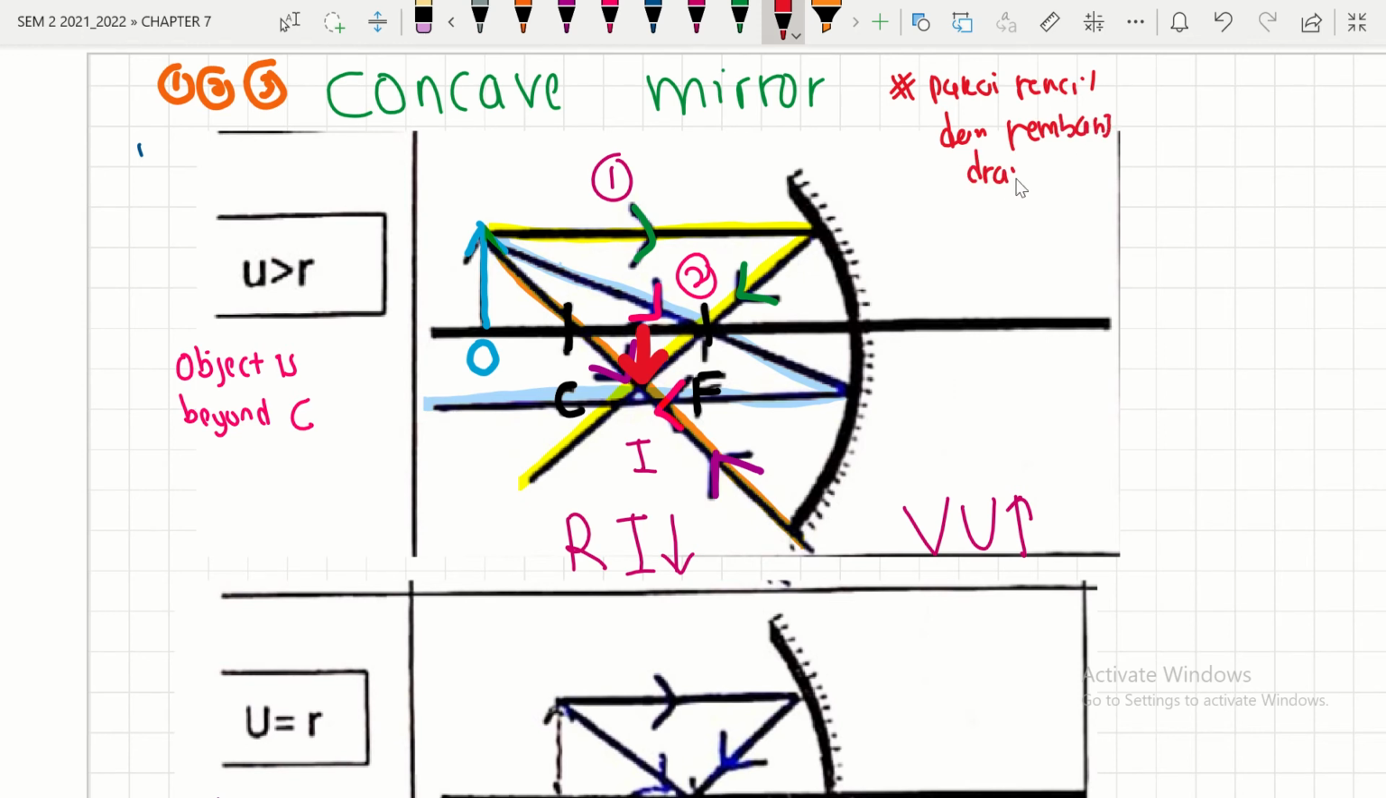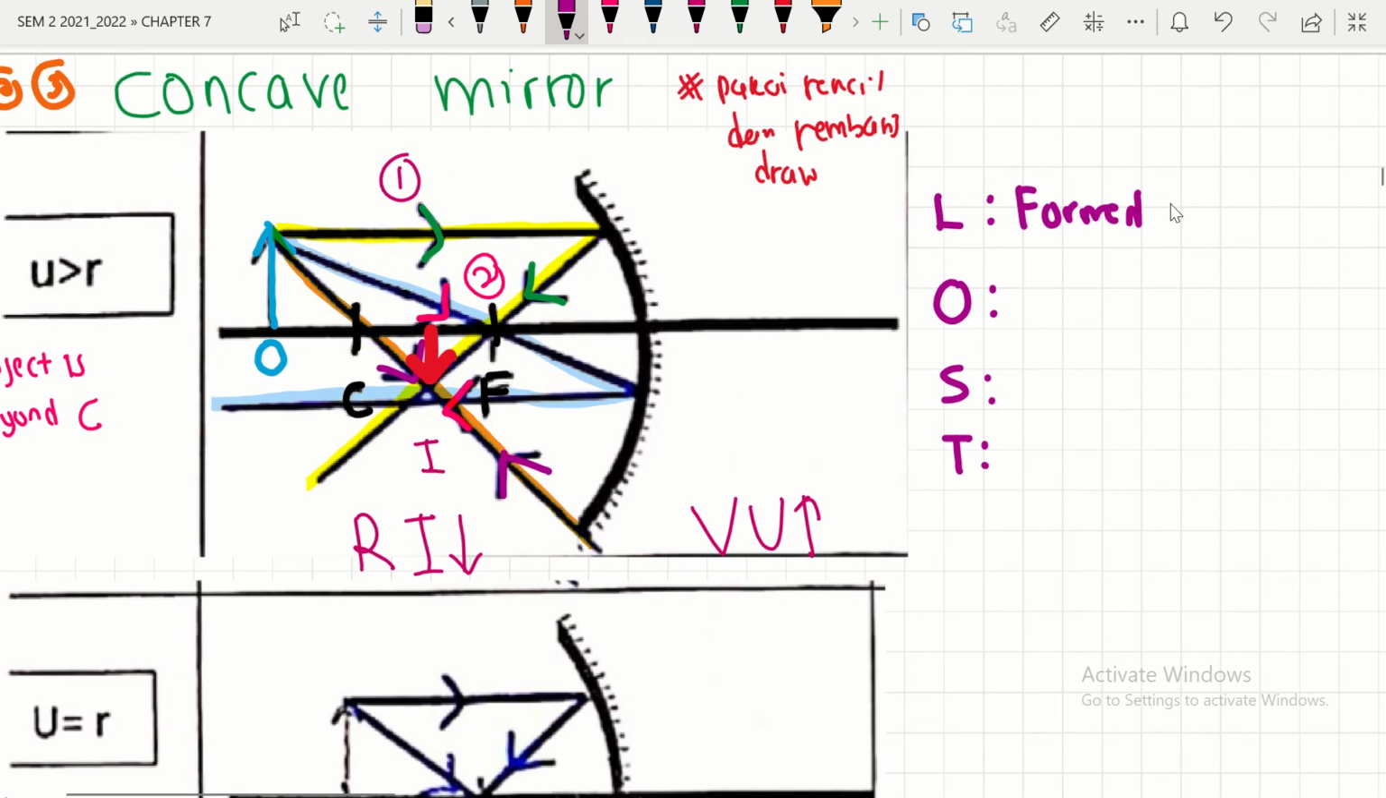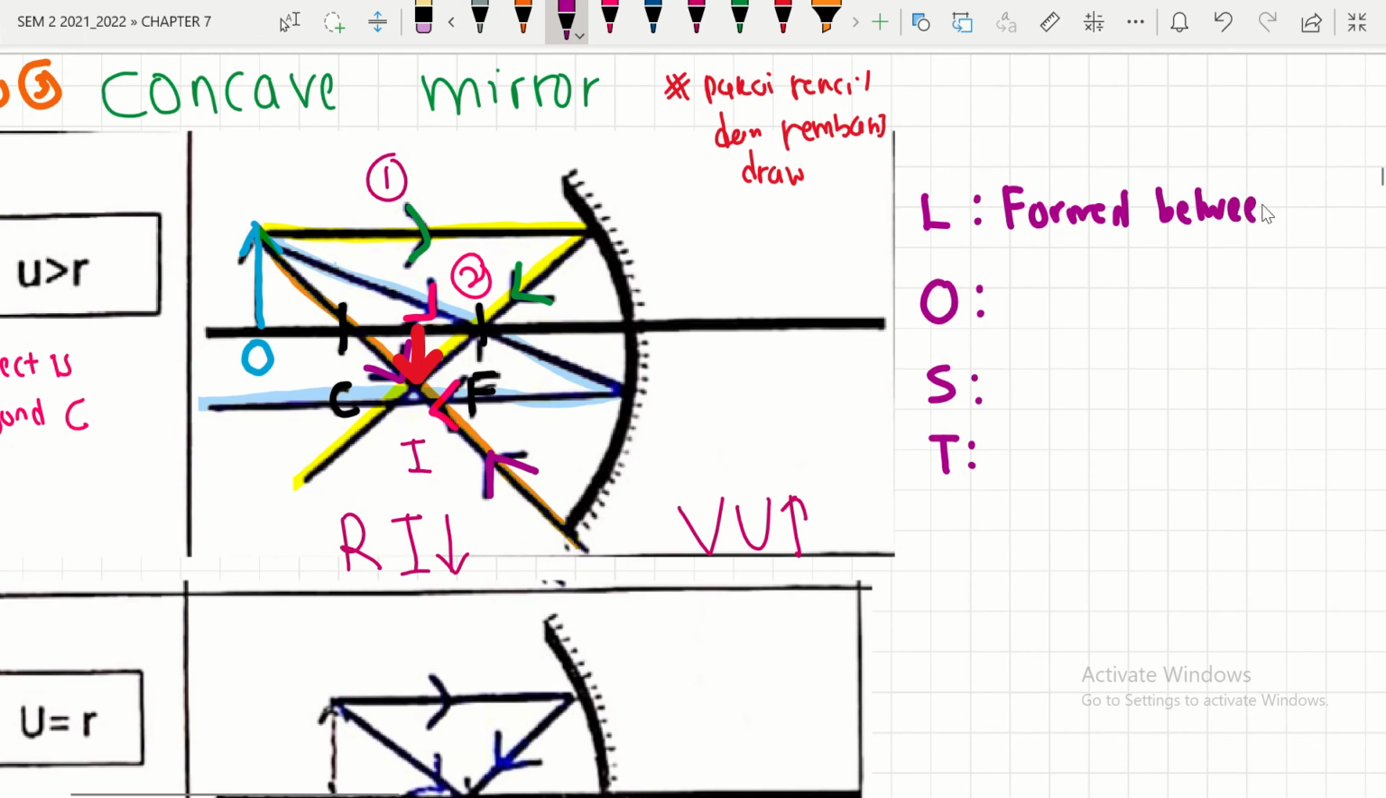Pakai pensel dan pembaris draw. So, the first one adalah kita akan dapat apa tau? Kita nak tengok ciri-ciri dia: loss, location, orientation dan juga size of image dan juga type of image. So, location dia, image ni terbentuk dekat mana? Nampak tak? Dia terbentuk antara C dan F. Maksudnya, dia form between center of curvature C and F.